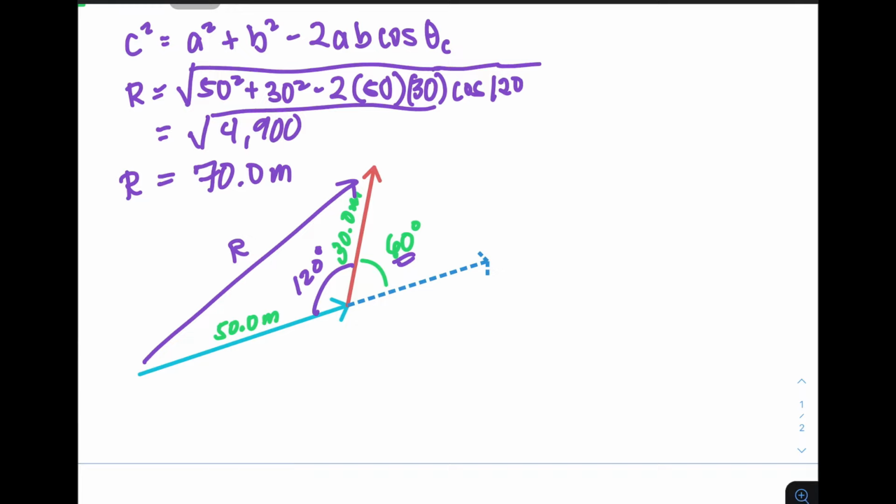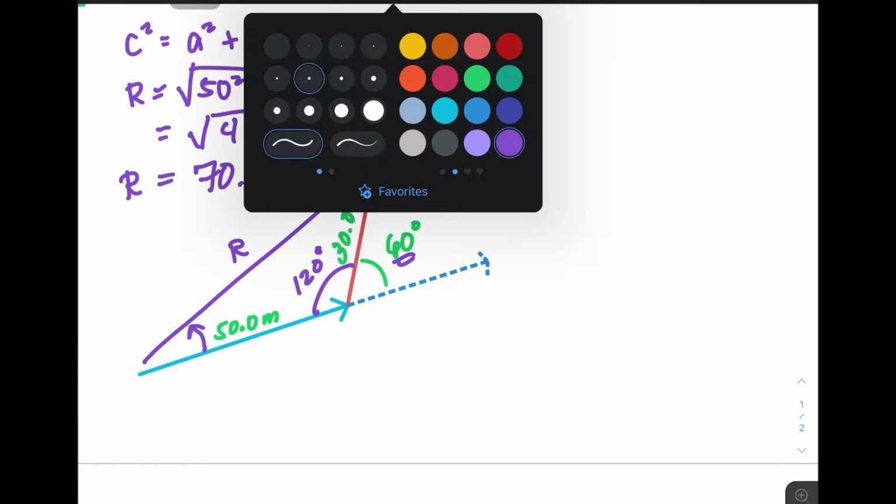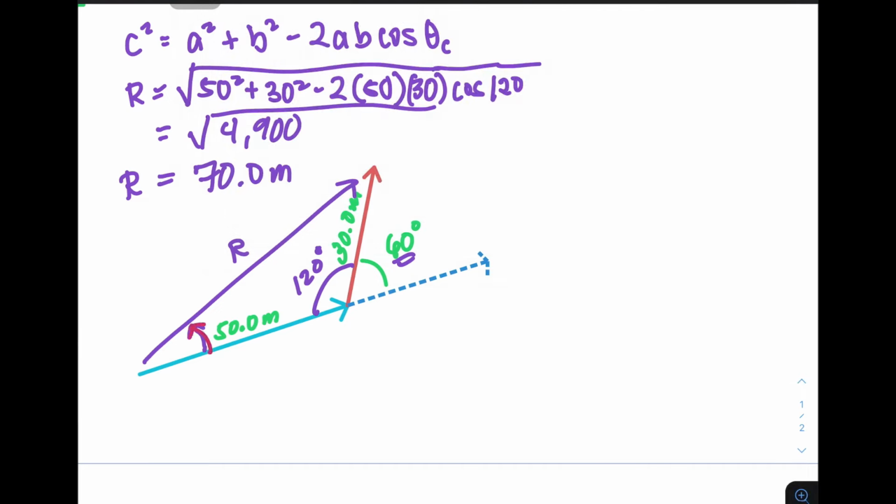So we do not have a particular direction yet. The direction should be relative to the resultant vector, which is on this part. Let's make it a different color. Notice that the angle is opposite of the vector 30 meters. With that reference, we could use the sine law. So we have sine A over A is equal to sine C over the side C.